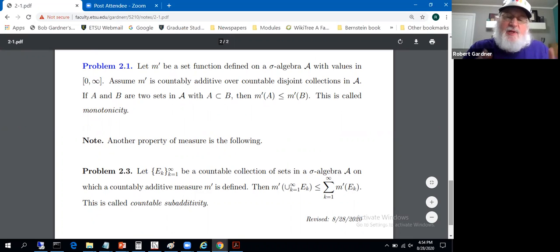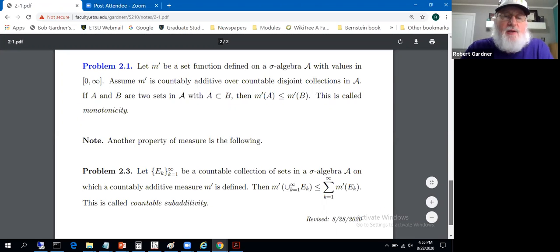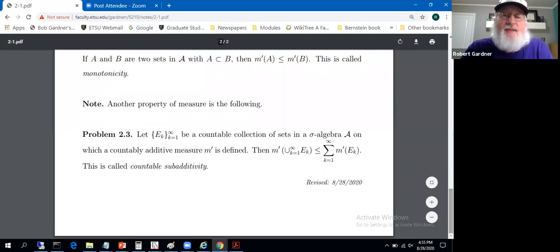Yeah, this setting will include Lebesgue measure. So when we get around to the Lebesgue measure definition, one of its properties will be monotonicity, a useful property. Monotonicity is quite a useful property, it turns out. Another property of measure is the following. This needs some of the sigma properties. This is problem 3 from the section.